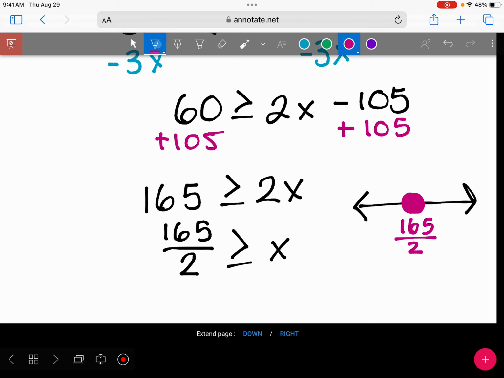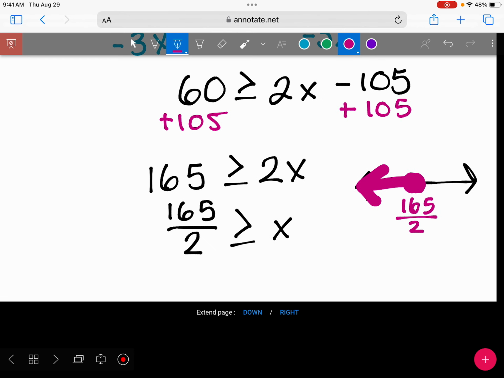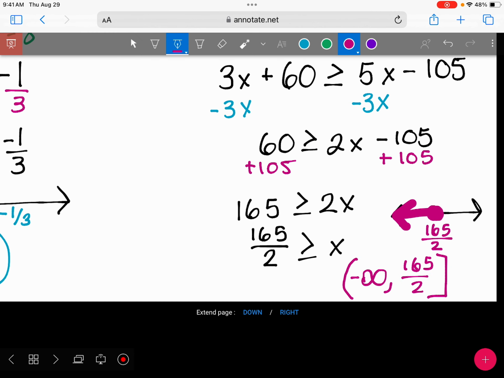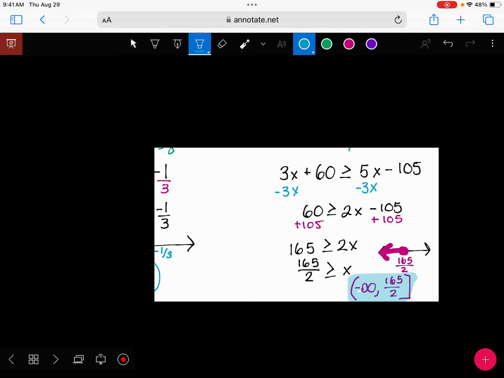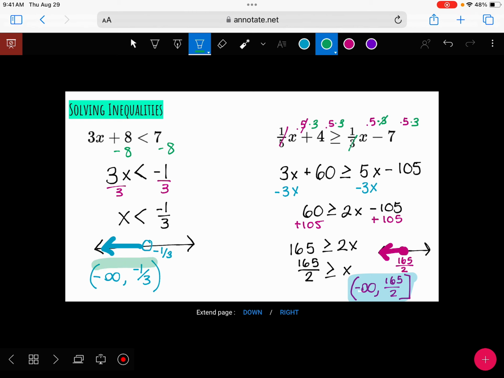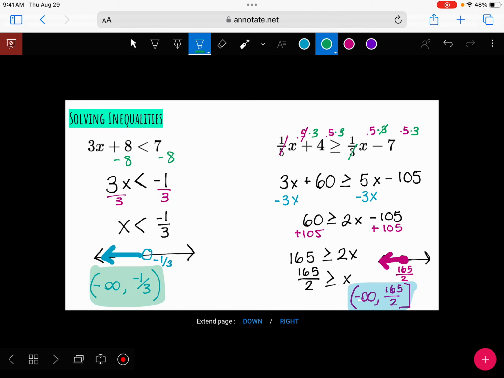Watch that sign. If they are on the opposite side than you're used to, make sure you're paying attention to that, okay? So our interval is going to go from negative infinity to our 165 over 2. Negative infinity has a parenthesis. 165 over 2 has a bracket. That's our solution. This is the last question, okay? That's our solution here, because we're looking for those intervals.